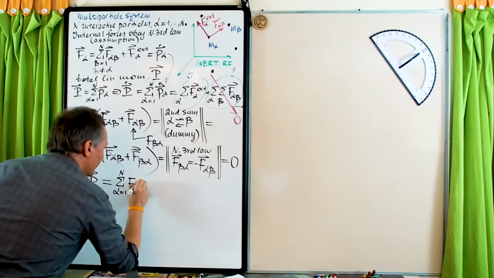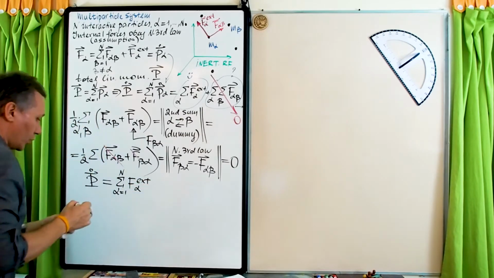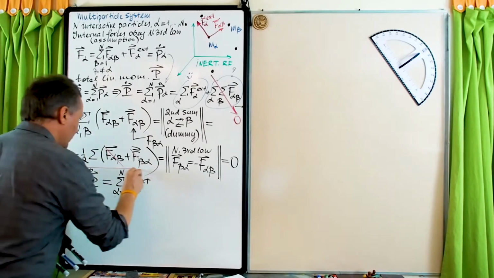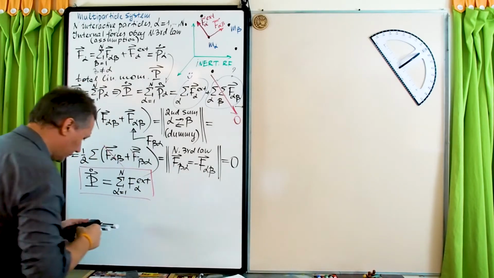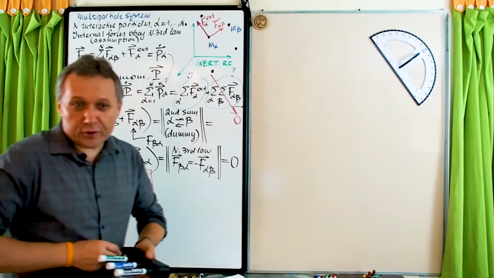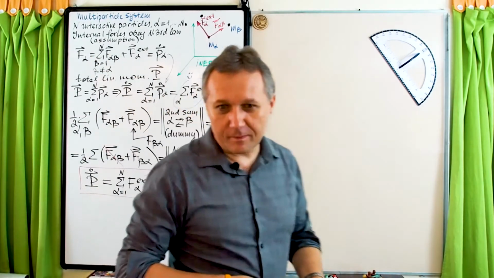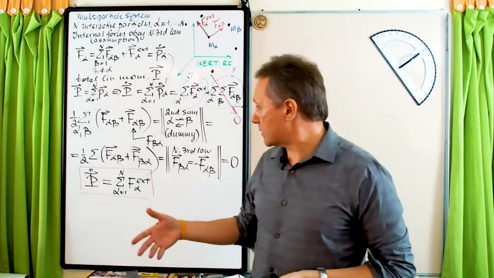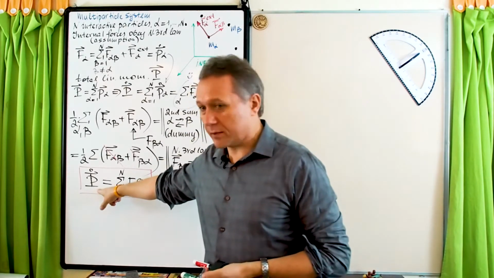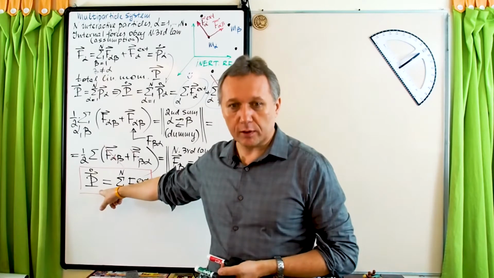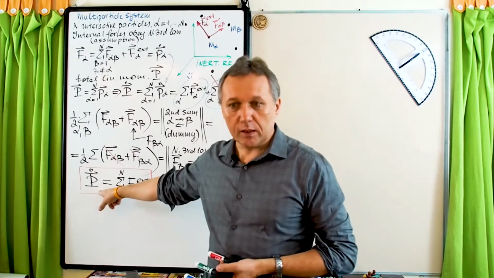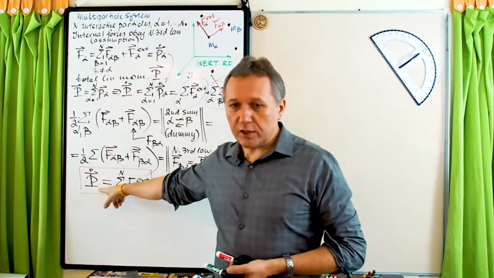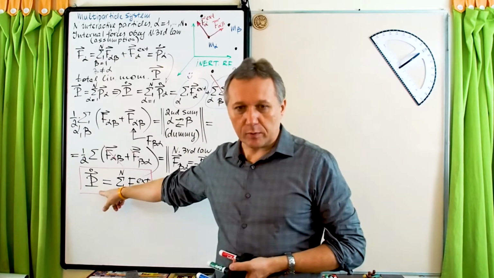F alpha external. Okay, and we're getting to a very, very important conclusion. Internal forces disappeared. Internal forces are washed out completely. So it means that since they disappeared, and here is the rate of change of the total linear momentum, it means that the internal forces are not capable of changing the total linear momentum of the system.